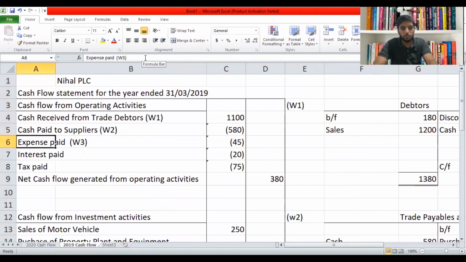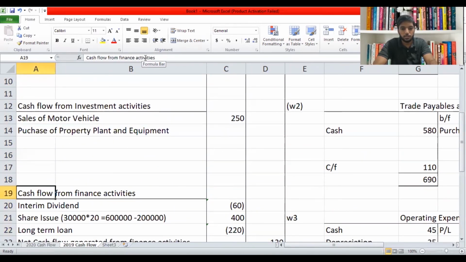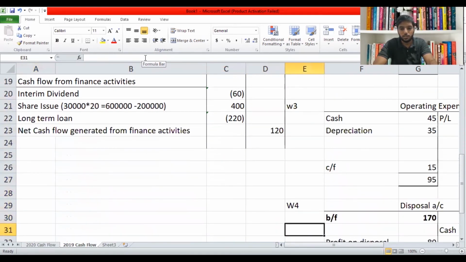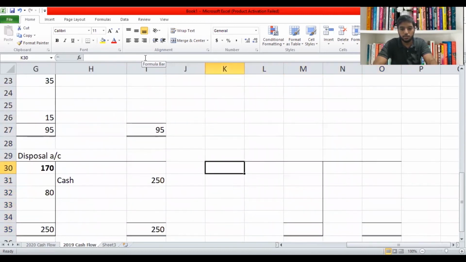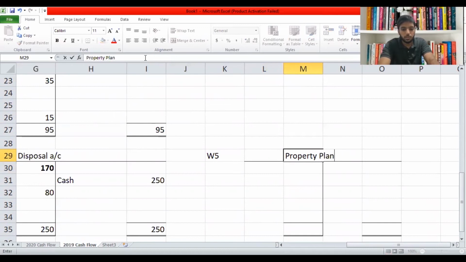Here we had W1, W2, W3, and disposal I didn't take actually. I just find the disposal amount, so I can just directly move on to working number 5 here. W5. I'll write property plant equipment account. Now, property plant equipment account says that brought forward and carried down.